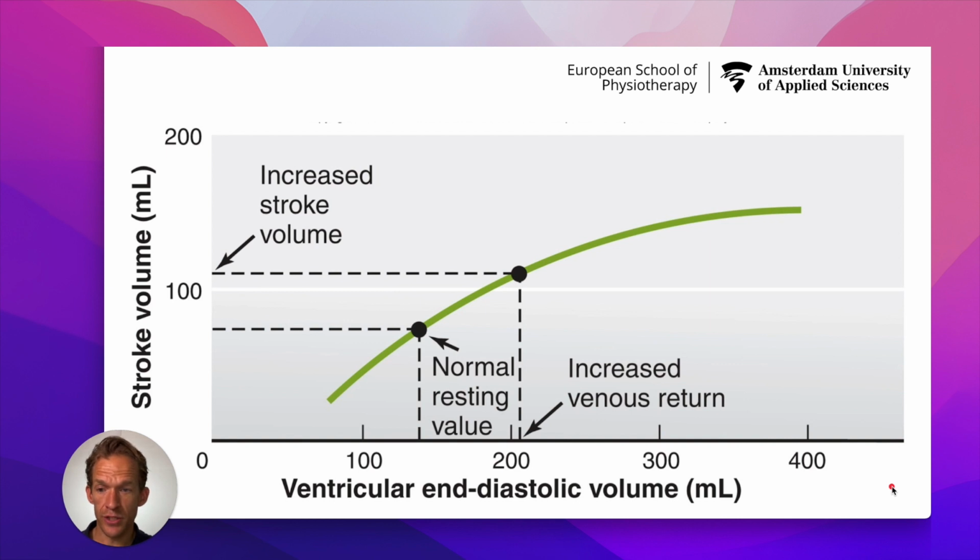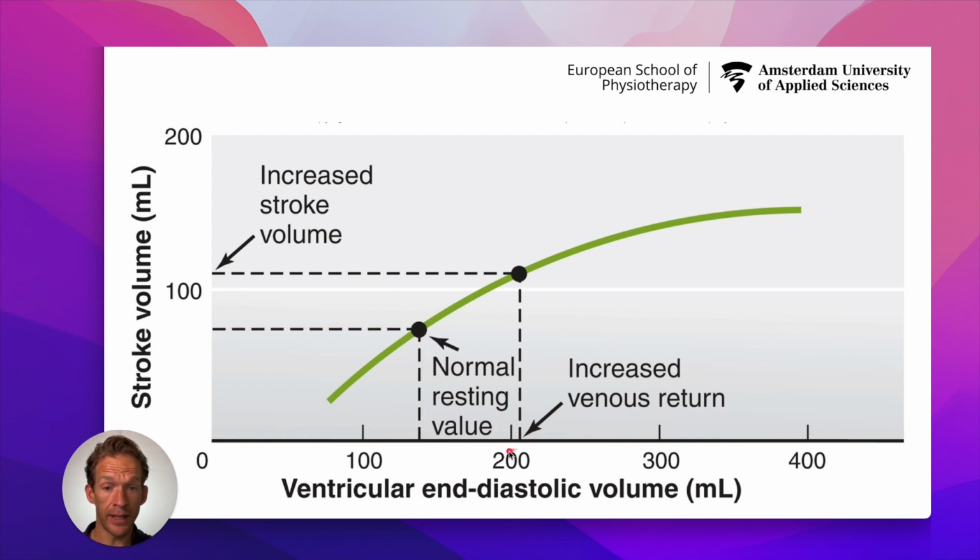In this chart, you can see graphically how that works. On the y-axis, the vertical axis, you can see stroke volume. And on the horizontal x-axis, you can see end diastolic volume. So again, the normal value that I showed you earlier in the table, roughly 135 milliliters of end diastolic volume, would give you this 70 milliliters of stroke volume. So those are normal resting values.